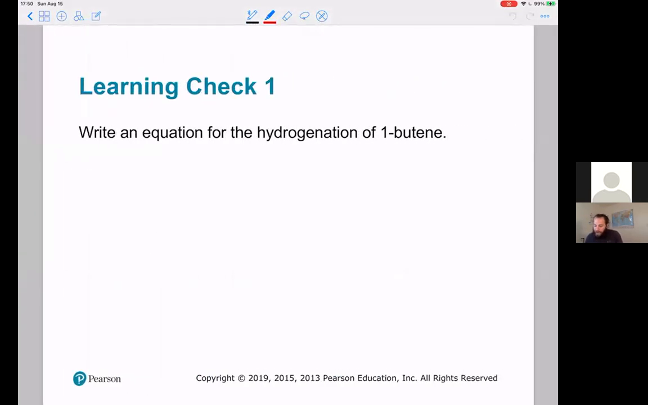All right, so let's do the hydrogenation of 1-butene. So first we got to be able to draw 1-butene. How many carbons should I have? There's my 4-carbon parent chain, and now I need to make sure that my double bond is in the correct position. It should be, since it's 1-butene, that means it's between carbons 1 and 2.